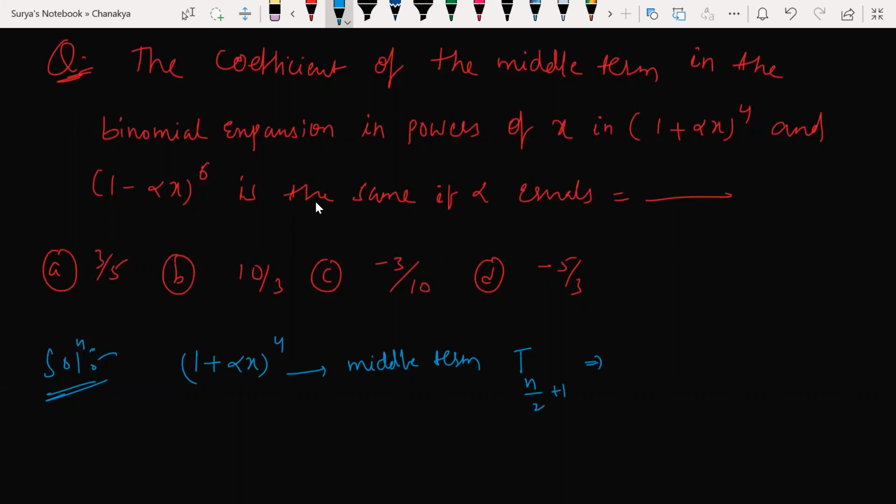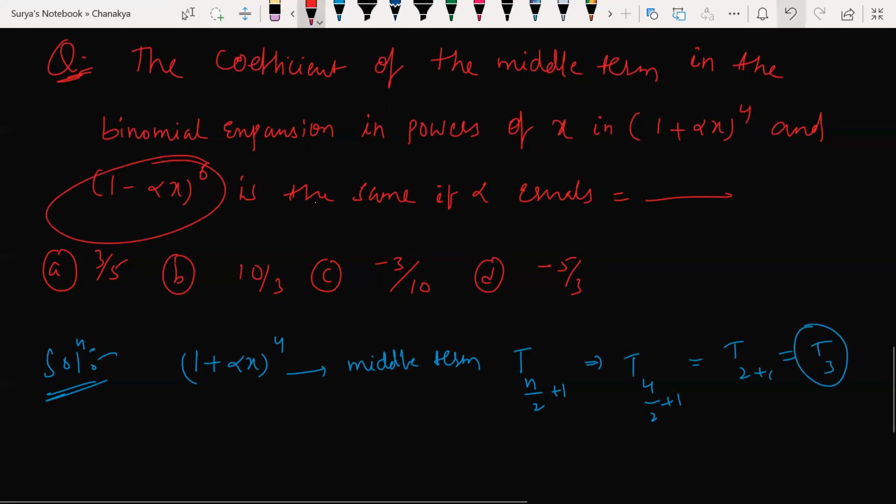I'll use the middle term formula, and after finding the middle term I use the general formula. Very simple. What is the middle term we get here? T of 4/2 plus 1, which means T of 2 plus 1, which gives me T3. So the third term is the middle term of this expansion. Here also (1 - alpha x) to the power of 6 is given. What exactly is the middle term for this expansion? Tell me.